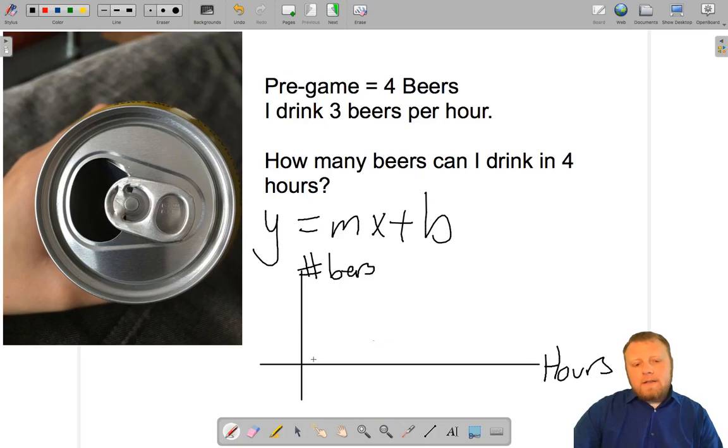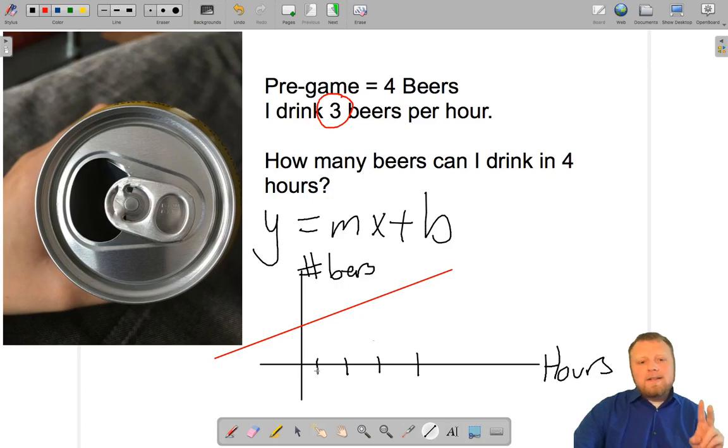So if I start with 0 at the cross section here, and I have 1 hour, 2 hour, 3 hour, 4 hour, we know that we're drinking 3 beers per hour because it's given. So if an hour passes, I have to go up on my quantity by 3. That sure looks like a line to me, right? So there's going to be some line drawn that looks something like this. And I start off with a certain amount of beers. But I pre-gamed it. How many did I start off with? What is that b? Where do I cross the vertical axis?